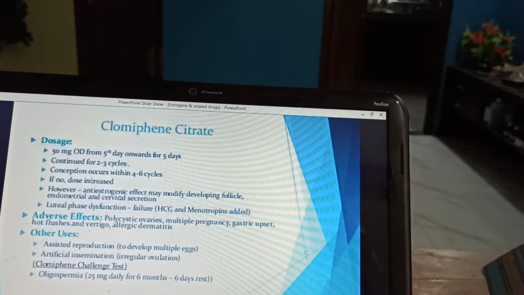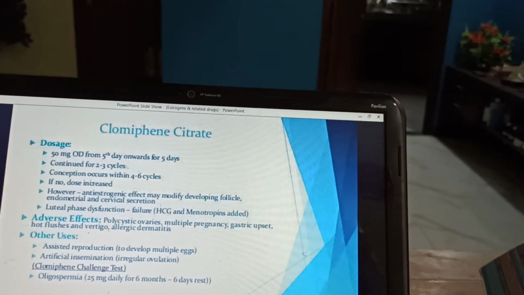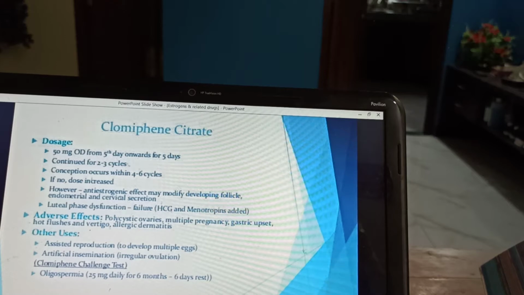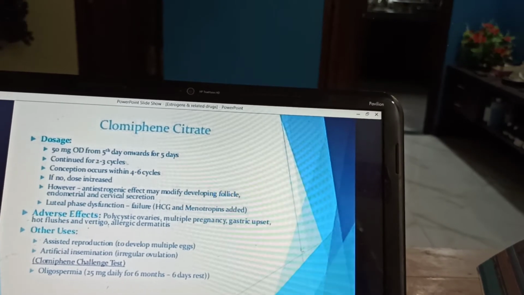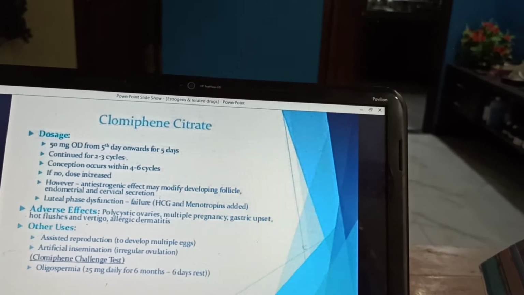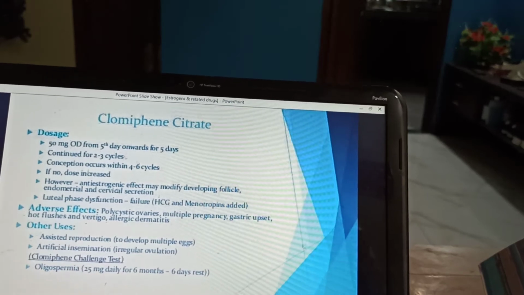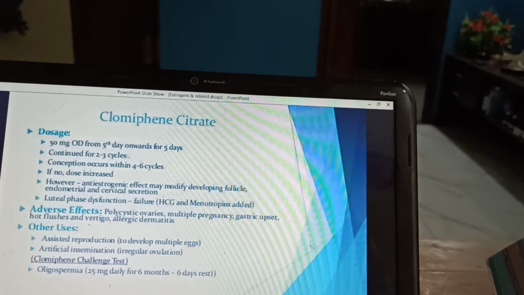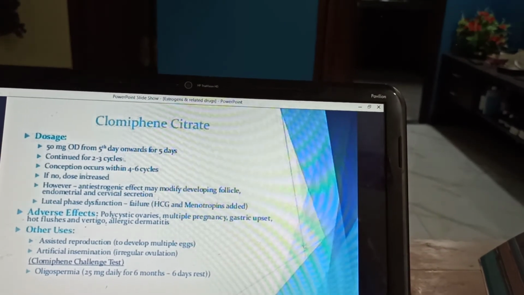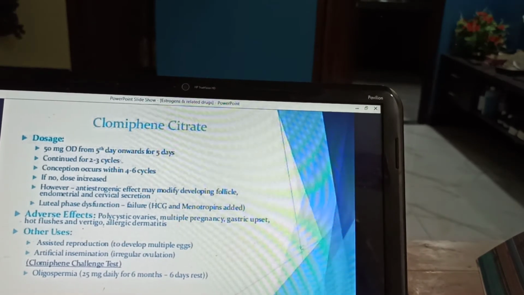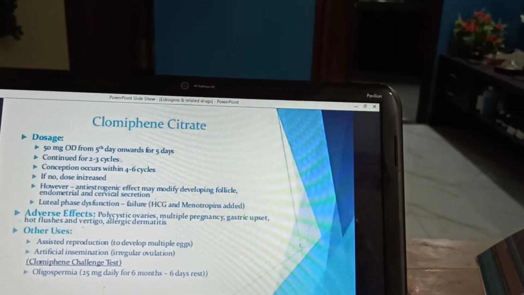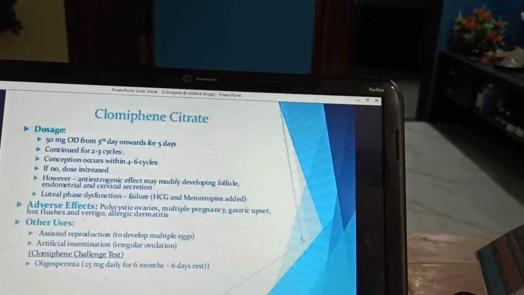So how many cycles do you have to give? 6 cycles should be given, and generally ovulation occurs within 1 or 2 cycles. So in the first 2 cycles there can be ovulation, and there can be conception also. If there is no conception, you can double the dose, and it can be continued for the next 6 cycles. Now adverse effects of clomiphene citrate: there can be polycystic ovaries, multiple pregnancies, hot flushes, gastric upset, vertigo, allergic dermatitis, and ovarian cancer can be there. So there is a risk of ovarian tumor.